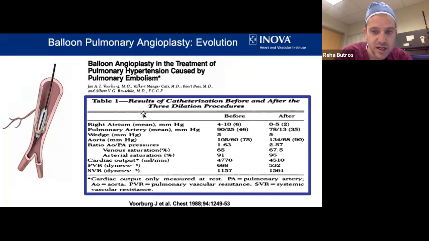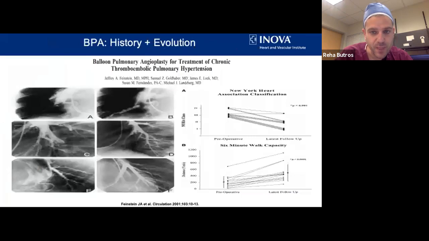The first study came out in 1988. They showed improvement of the pressures. However, the complication rate was unacceptably high. And then Dr. Feinstein did another study in 2001. He studied 18 patients. This was done in Boston, and he performed 2 to 3 sessions on each patient. They again showed improvement in the pressures and functional capacity, but 11 of the 18 patients had major complications, ranging from bleeding to requiring intubation.